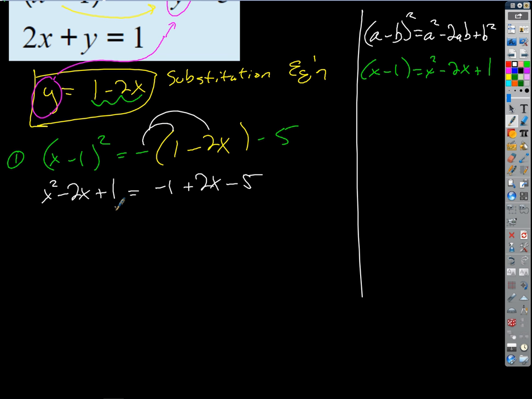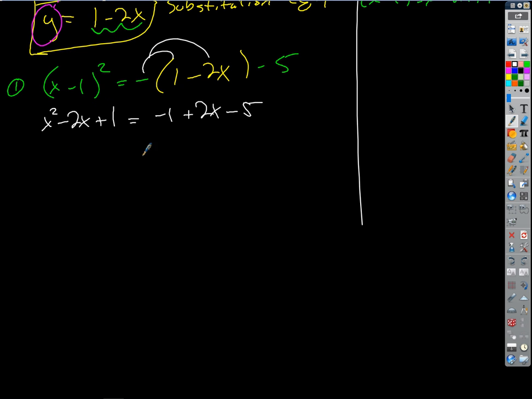Now what could we do? Because think what this is here. This looks a lot like stuff you've done, doesn't it? Yeah. Right? Combine like terms, sure. So over here, on the right side, -1 minus 5 is a minus 6. And then we'll just keep going.